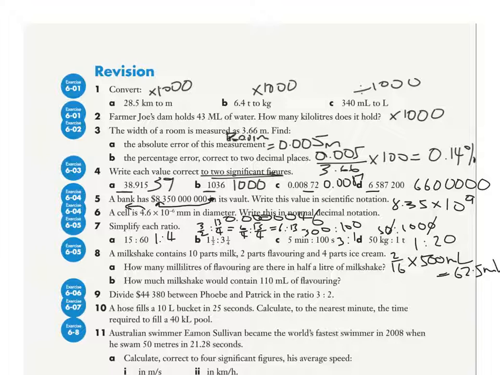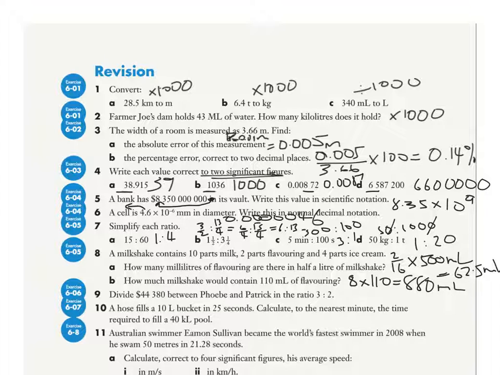How much milkshake would contain 110 mils of flavouring? Alright, so flavouring is 2 parts. The whole milkshake is 16 parts. So we need to times by 8 to get into the full 16. And you get 80 mils.